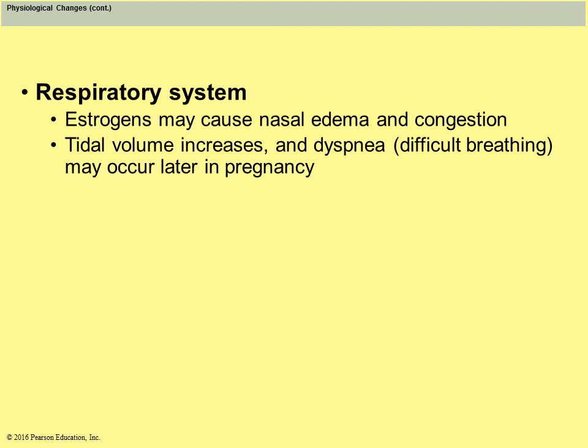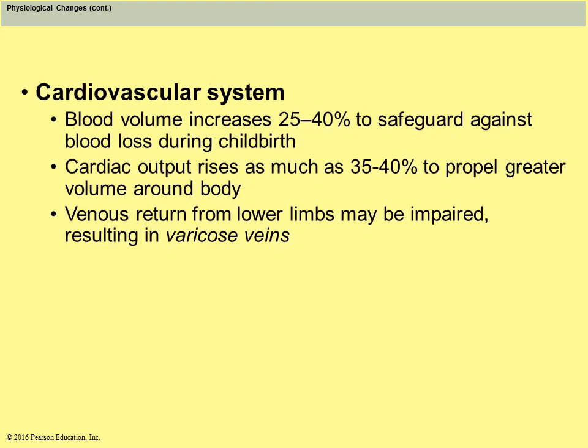The respiratory system. The increased levels of estrogen often cause congestion in the pregnant woman. She may also have more difficult breathing later in the pregnancy, also because basically everything's being pushed to leave room for the developing fetus, this can push up against the lungs, and there can also be changes in the tidal volume in the later pregnancy.